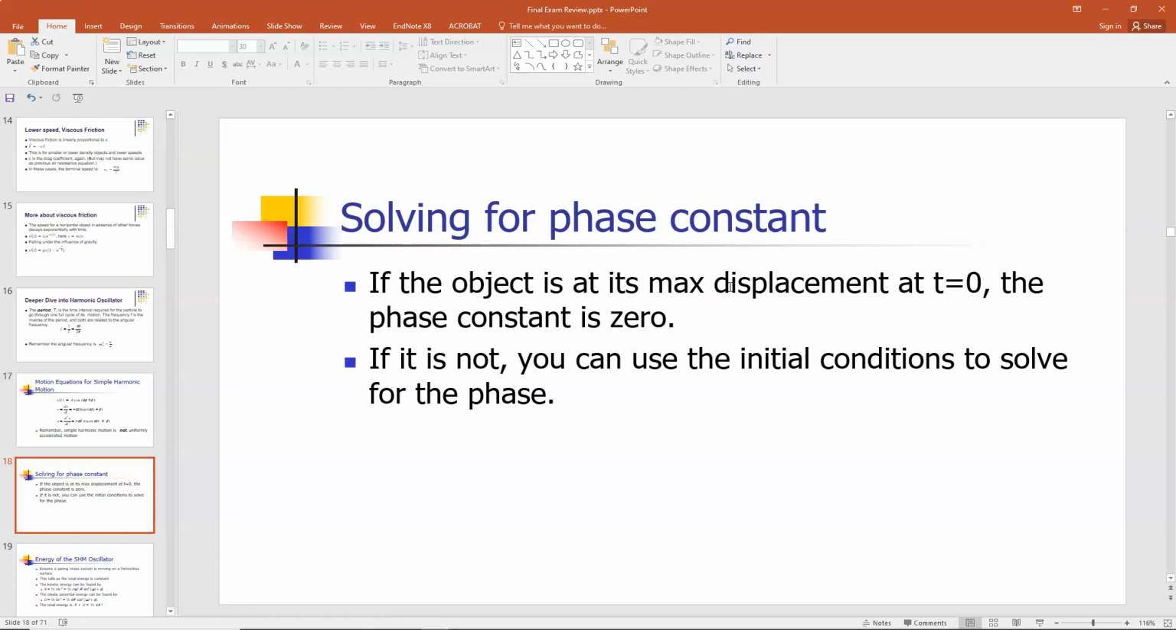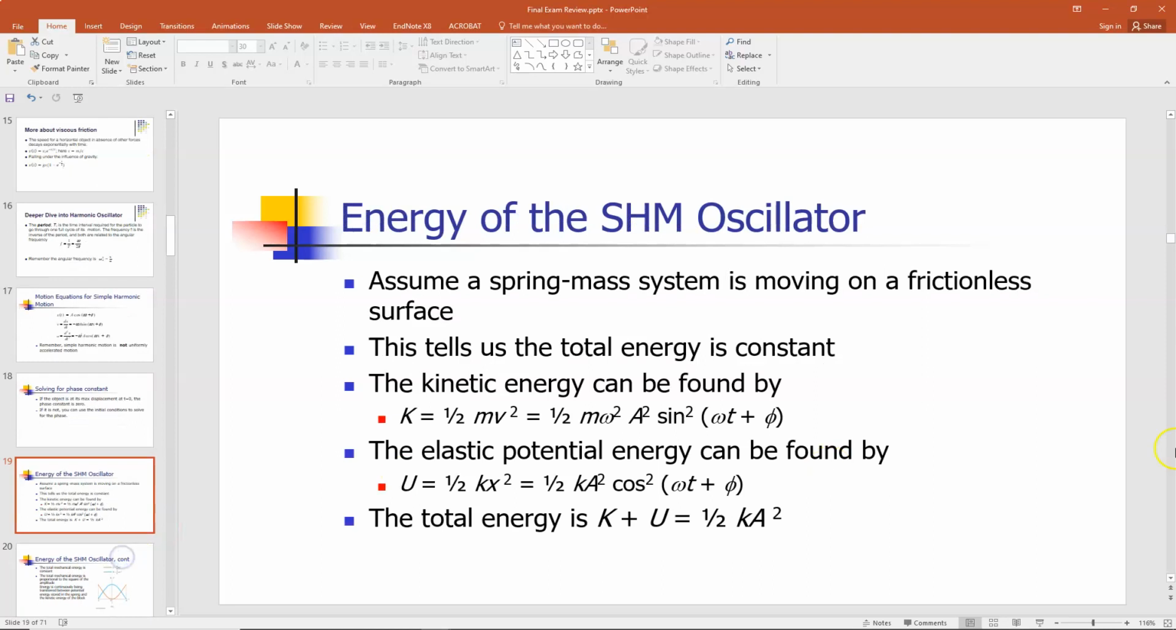Remember that you can solve for the phase constant if you're given the initial conditions. If the object's at its max displacement at t equal to 0, the phase constant is 0. But if not, then you can use the initial value of the position and the velocity to solve for what the phase is. And we did some examples of that in class.